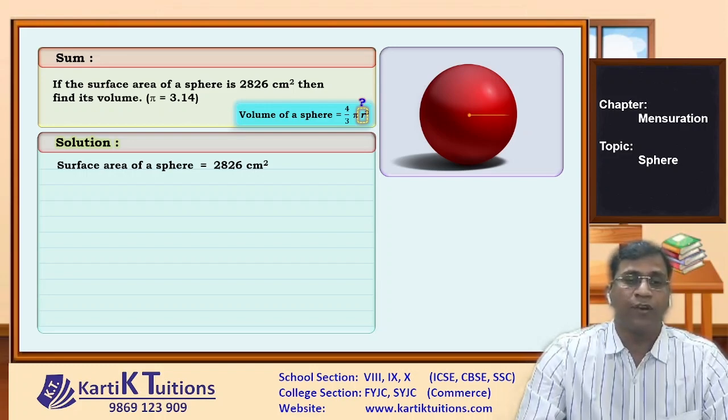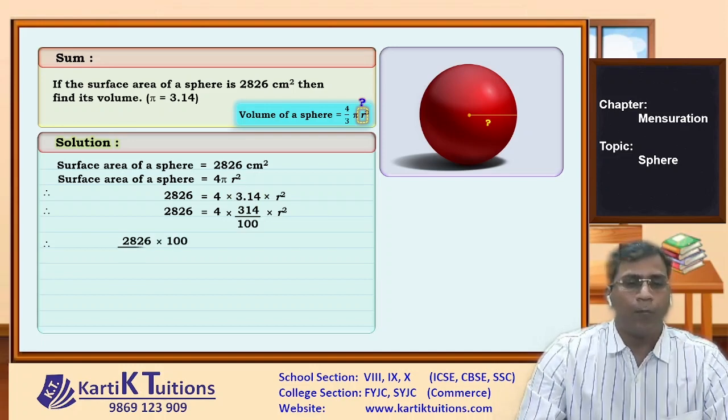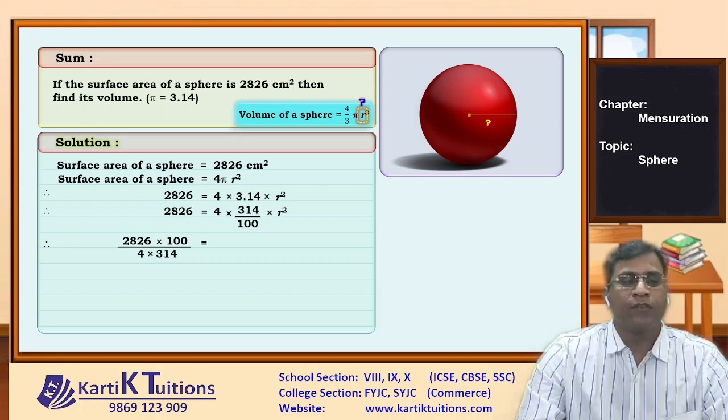Now what is the formula to find the surface area of a sphere? Come on, tell me quickly. It is 4 pi r square. So here I can substitute the formula as 4 pi r square. Now 2826 is equal to 4 into, pi value is given to us as 3.14, so we have to take that only. So into 3.14 into r square, because we have to find r. Now therefore 2826 is equal to 4 into, now 3.14 can be written as 314 upon 100, into r square. Now r square on one side, the rest on the other side. So 2826 into 100 upon 4 into 314 is equal to r square.